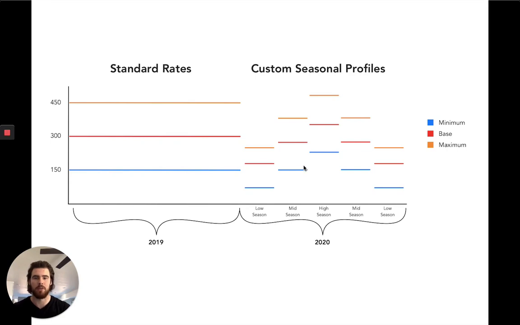Hey everyone, so we just dropped a new customization called Custom Seasonal Profiles. Basically, where historically you were able to set one standard minimum, base, and maximum price for each listing for the entire year, now you can break those up by seasons, set multiple minimums, multiple bases, multiple maximums to really generate these trends that you want for your profile. So higher minimums in your high season, lower minimums in your low season without compromising the rest of the bookings.